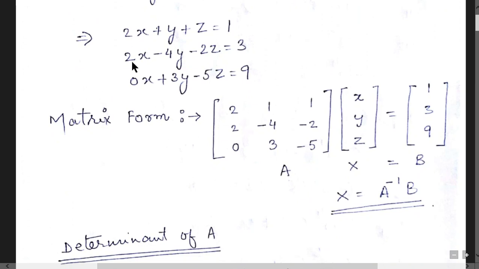2, 1, 0 are the coefficients of x, then coefficients of y are 1, minus 4 and 3, then coefficients of z are 1, minus 2 and minus 5, then x, y, z the variables, then 1, 3, 9, the constants. This matrix can be written as A, the column matrix or variable matrix can be written as X, and this matrix can be written as B. Clearly, X can be written as A inverse B.